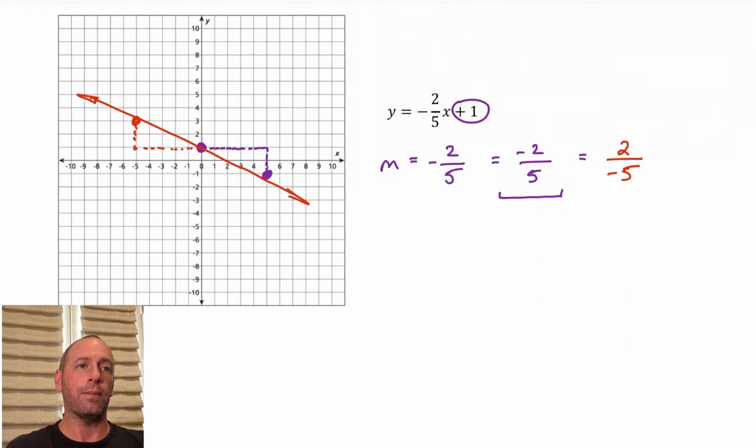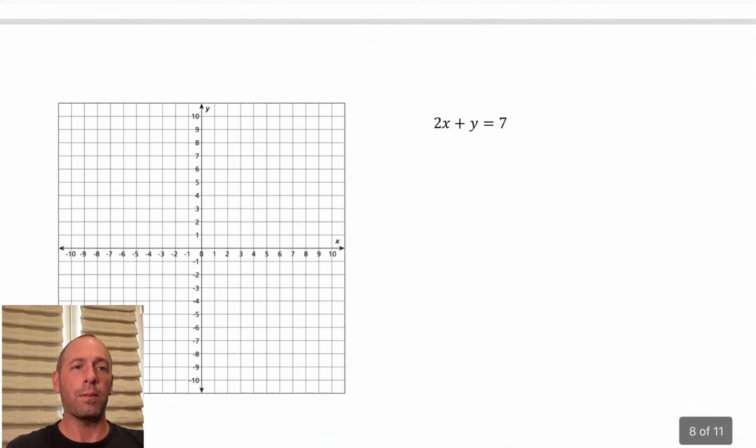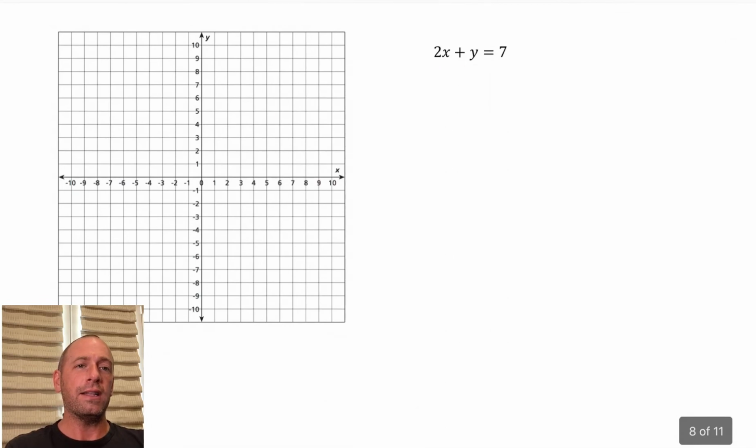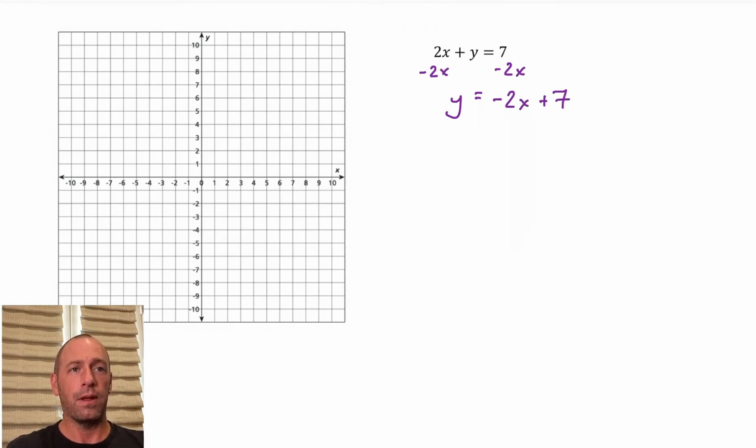Next example. This time, to make it a little bit more difficult, it's not in slope-intercept form. So if we want to graph this, we're going to have to start by solving for y. Now, in a previous video, I showed you how to do that. But we're going to subtract 2x from each side. So y is going to equal negative 2x plus 7. We now know what the y-intercept is, 7.